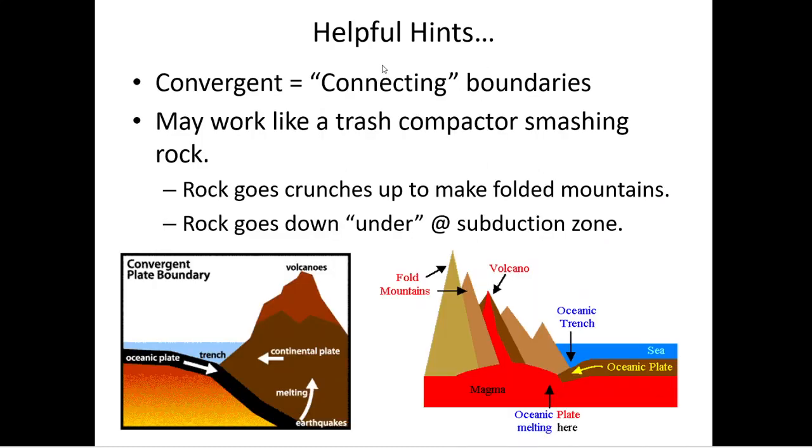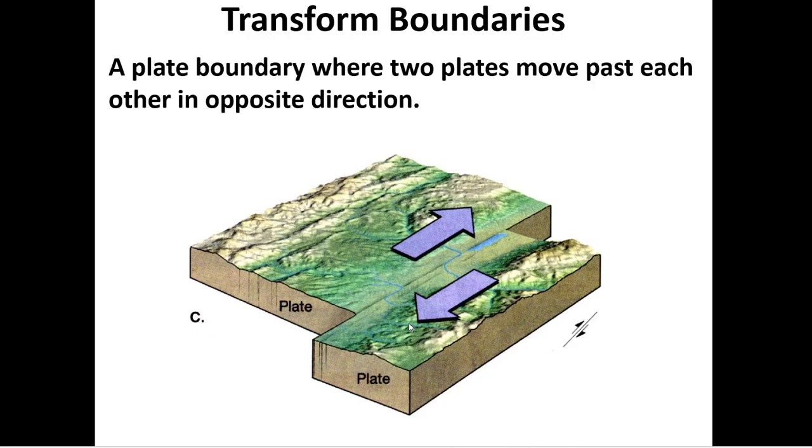All right, so some helpful hints, and remember this, convergent is like connecting boundaries. So they hit, and they may work like a trash compactor smashing a rock. So rock goes crunched up to make folded mountains, and rock goes under at a subduction zone. So think of a submarine. It goes under the water, right? And so a subduction zone is when it gets sucked down, and that's when we can see some mountains.